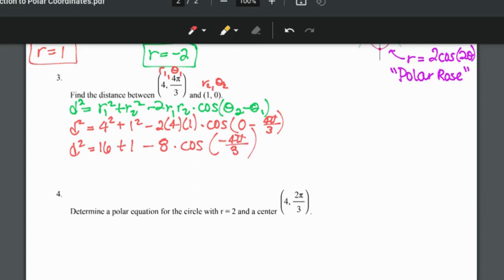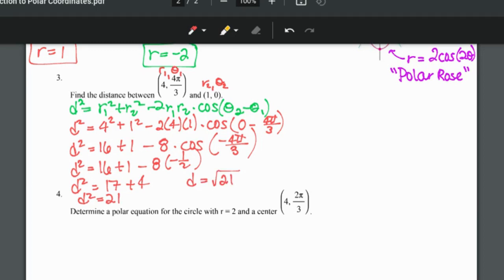All right, so now we have to think to our unit circle. How much is the x-coordinate of a point at negative 4 pi over 3, so that ends up in the second quadrant. Our x-coordinate is negative 1/2, so I have 16 plus 1 minus 8 times negative 1/2, and that becomes 17 plus 4, which is 21. And then we just have to take the square root of both sides, and because it's a distance, then it has to be just the positive square root of 21.